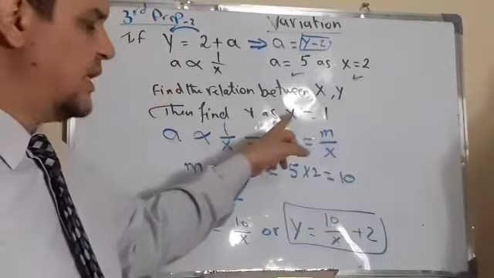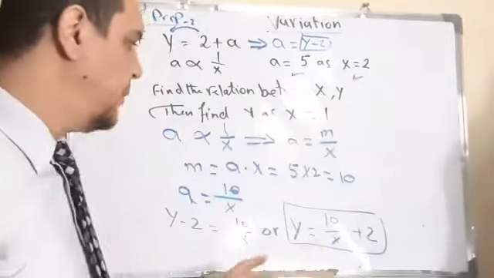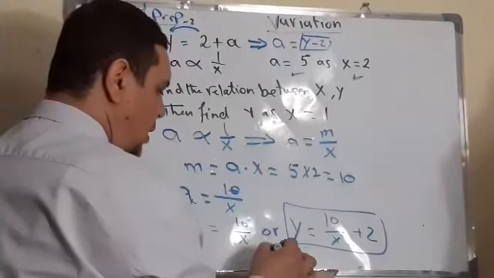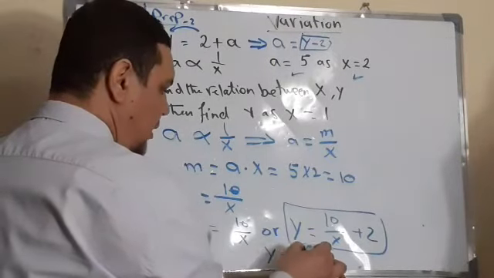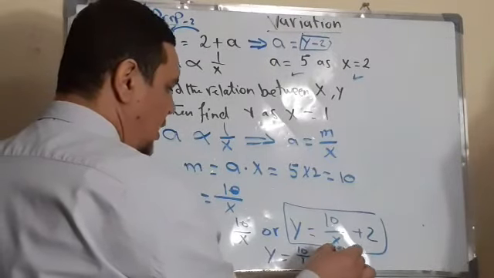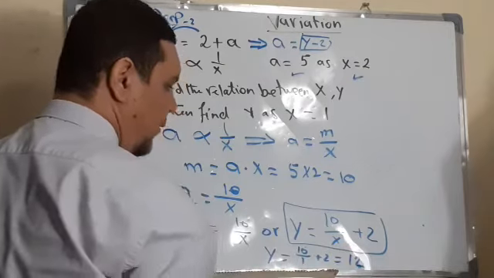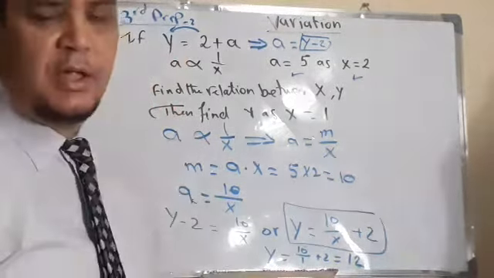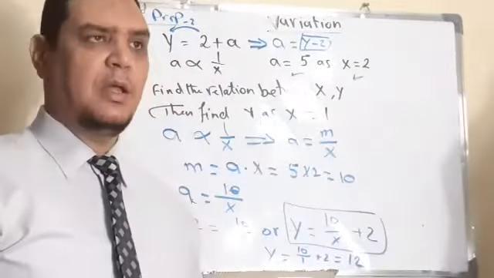Last, find y as x equals 1. We can replace x by 1, then find y equals 10 divided by 1 plus 2 equals 12. Okay, now we have finished the lesson of variation.